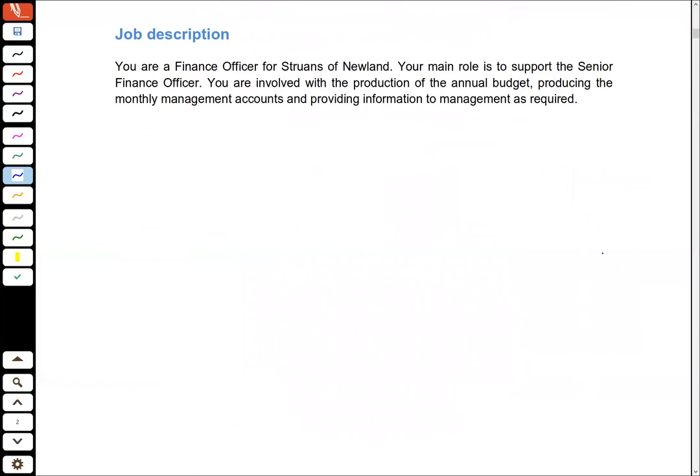So first off then, you are obviously given a job description. This tells you very clearly who you are and the kind of involvement that you're going to have with the business. So you're going to be producing the annual budget and also involved with the monthly management accounts, and then providing information to management as required. So we've got some very specific tasks in terms of the budget and the monthly management accounts. But what this does is it gives you that umbrella of anything else really, pretty much like a normal work environment then.